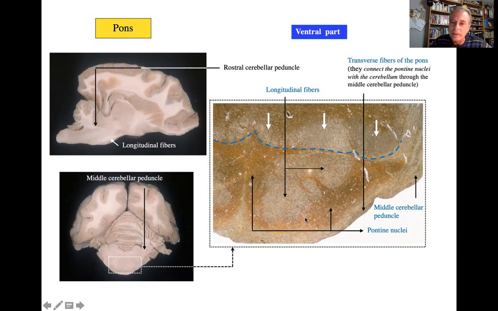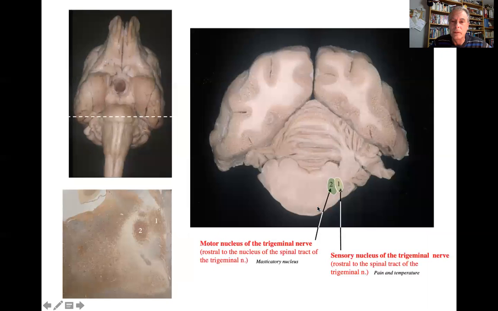And among them, there are pontine nuclei, okay? This enlarged area is here. And these pontine nuclei receive information from prosencephalic structures and send this information through the middle cerebellar peduncle inside the cerebellum. Okay? So we are still in the pons, but in the caudal portion of the pons.